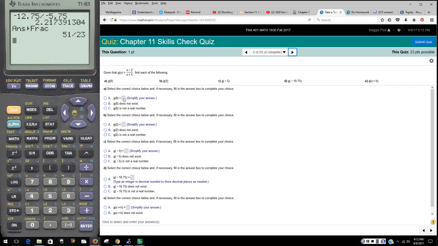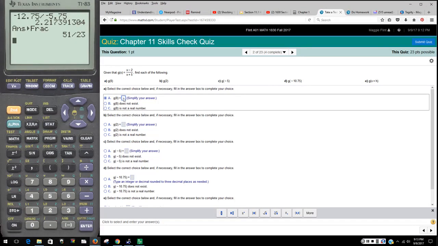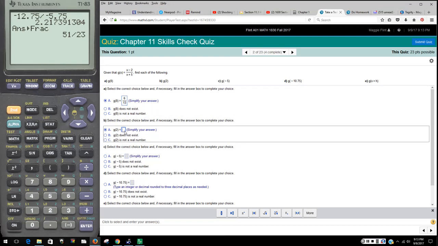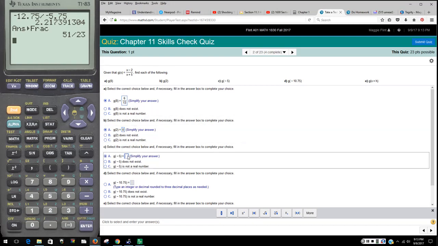And the instructions say, okay, for g of 8, they want us to simplify our answer, so that's going to be the fraction 6 over 13. For g of 2, we wound up with 0. With g of negative 5, g of negative 5 does not exist because it's undefined. So anytime you're thinking of undefined, you can always use does not exist.